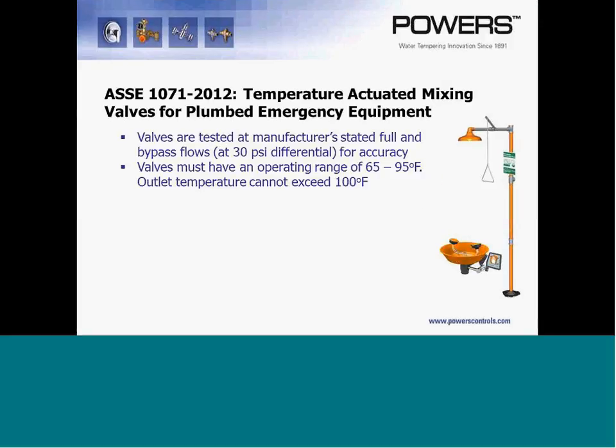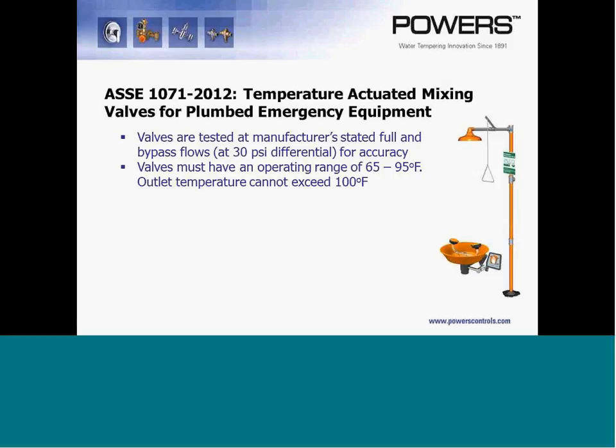The valves are tested at the manufacturer's stated full and bypass flows at a 30-pound differential for accuracy. The valves have an operating range of 65 to 95 degrees Fahrenheit, and the outlet temperature cannot exceed 100 degrees Fahrenheit. So again, we're dealing with flushing for eyes, drench showers, and combination units, so temperature control is critical.